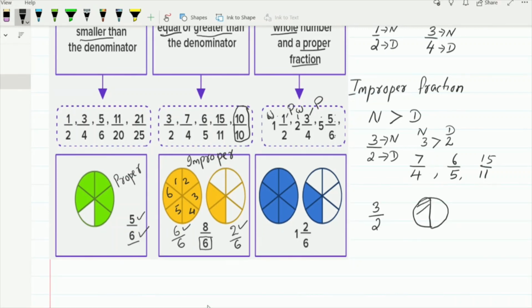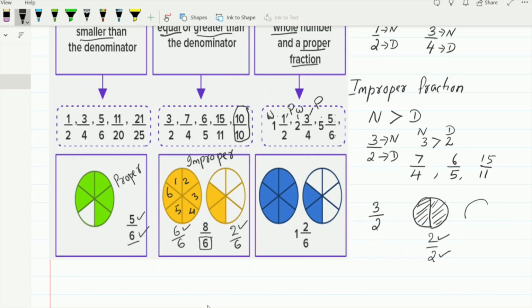I am going to explain one more example now, 3 by 2. 3 by 2 is the fraction I am taking here. How to represent it by using figures? Here I have drawn a circle and divided it into 2 equal parts, and I have shaded both the parts. If the figure is divided into 2 equal parts and both parts are selected or colored, that is 2 by 2.